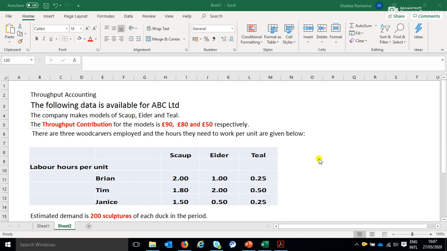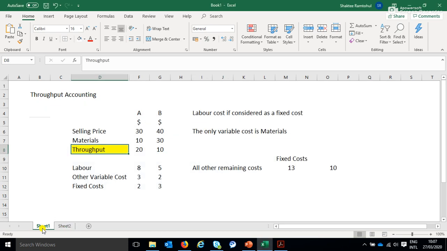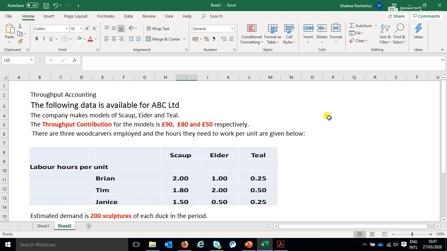Hello everyone, this is lecture 2 in the Throughput accounting series. Now, we will move on from lecture 1. Lecture 1 was just a brief introduction about what exactly is throughput accounting and the major assumption. So what we'll do is dive in and see how we can use this terminology a little bit further.